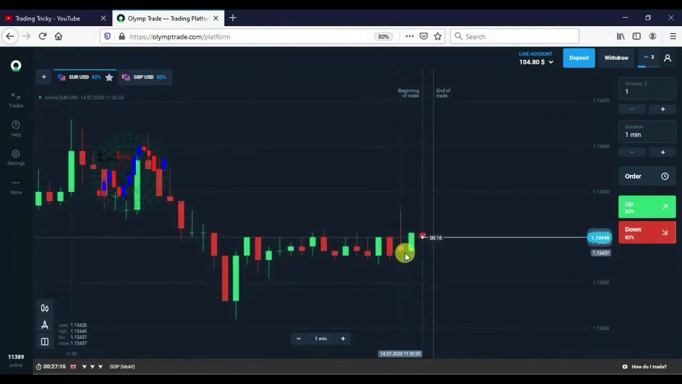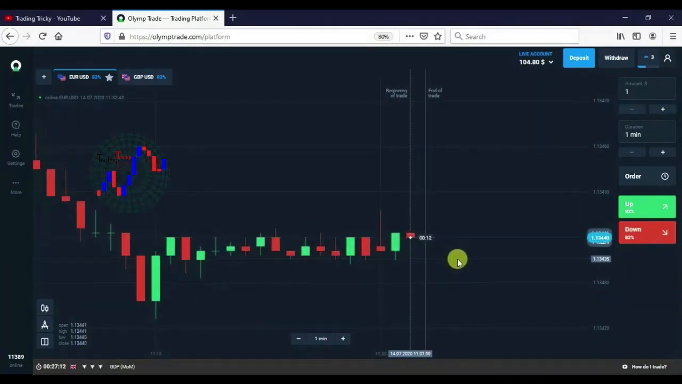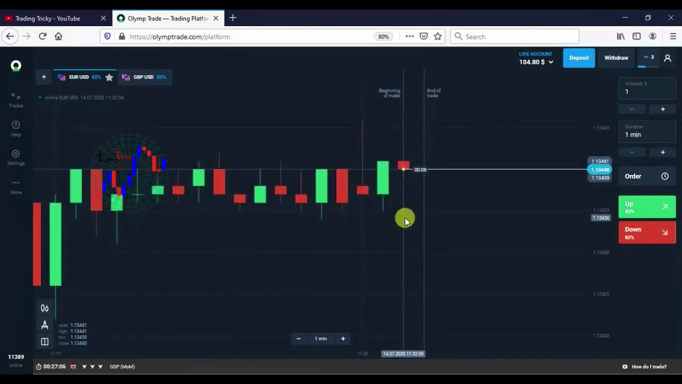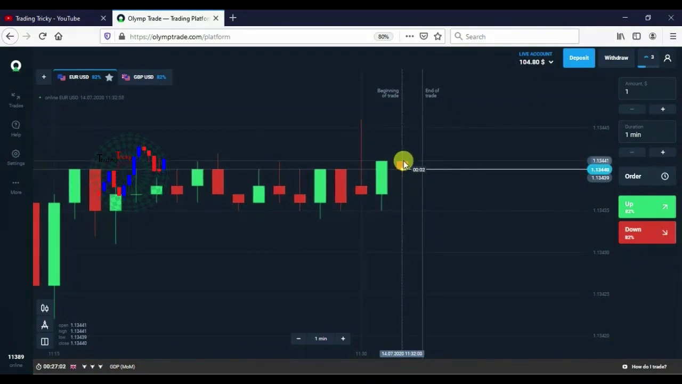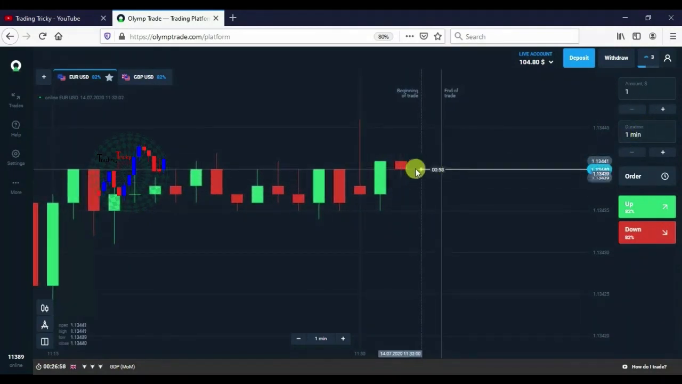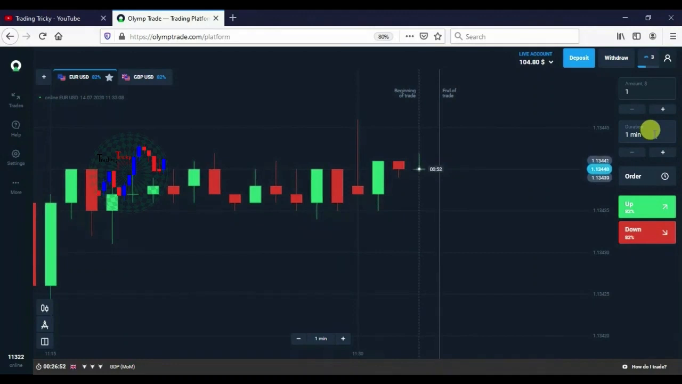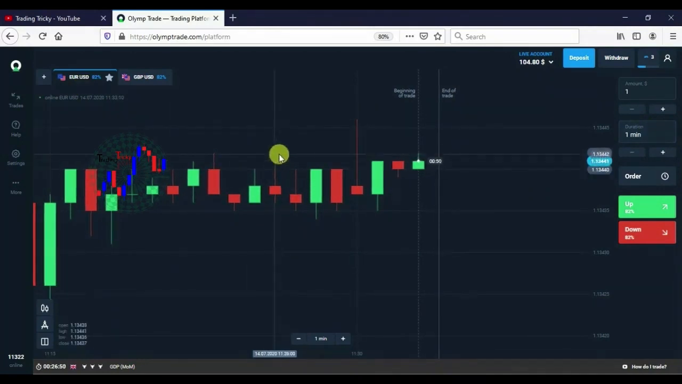The main difference between IQ Option and Olymp Trade is, if you place a trade within 29 seconds in this candle, IQ Option will close your position at the end of this candle. But Olymp Trade will not close this trade. Olymp Trade will wait until the expiry time ends. So this is the basics of Olymp Trade.